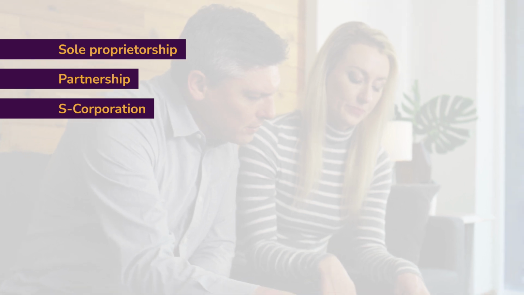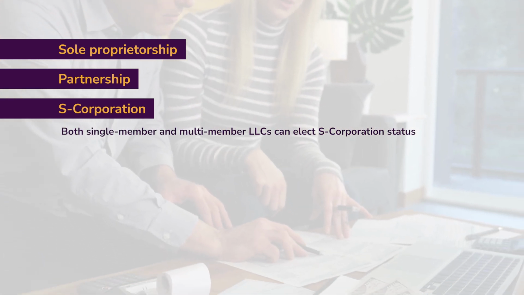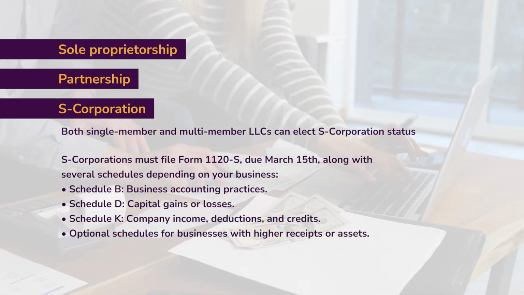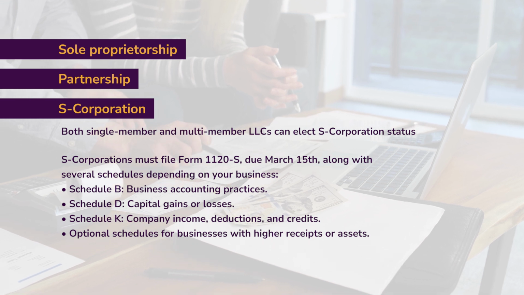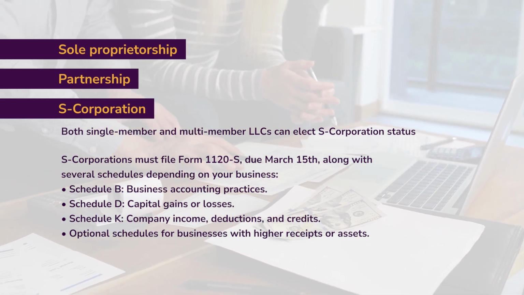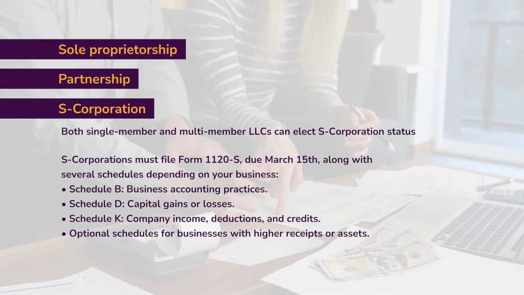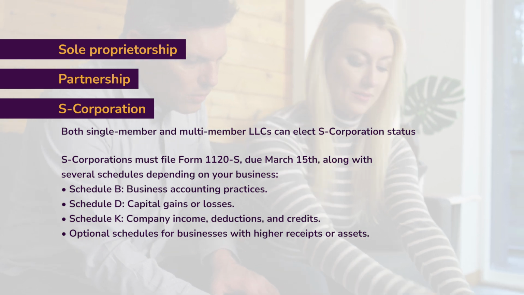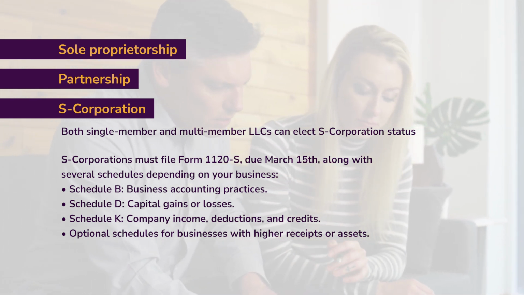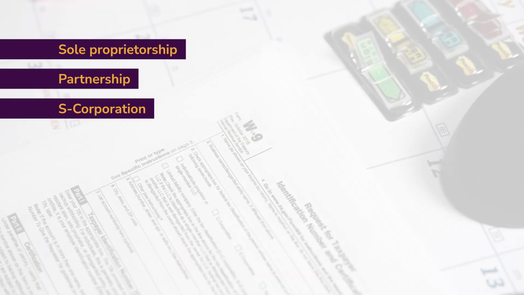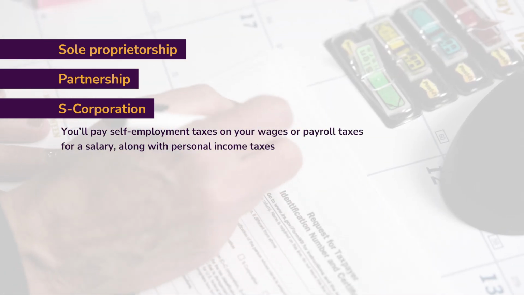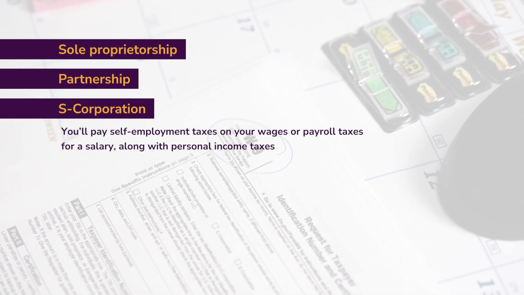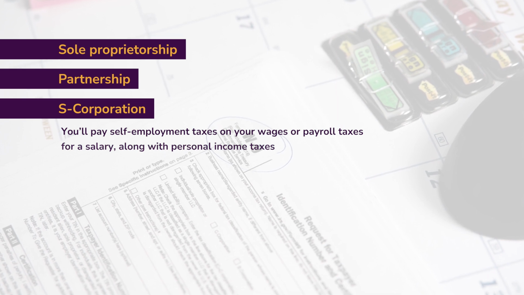S corporation. Both single-member and multi-member LLCs can elect S corporation status. S corporations must file Form 1120-S due March 15th, along with several schedules depending on your business. Schedule B, business accounting practices. Schedule D, capital gains or losses. Schedule K, company income, deductions, and credits. Optional schedules for businesses with higher receipts or assets. As an S Corp member, you'll pay self-employment taxes on your wages or payroll, taxes for salary instead of being taxed on all business profits, along with personal income taxes.